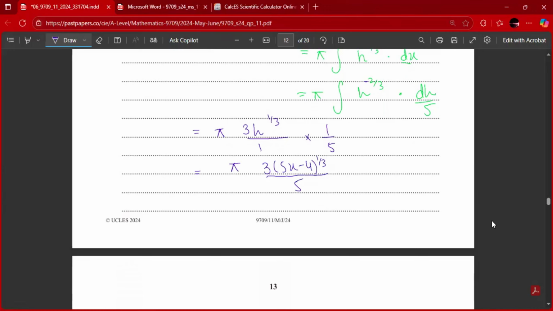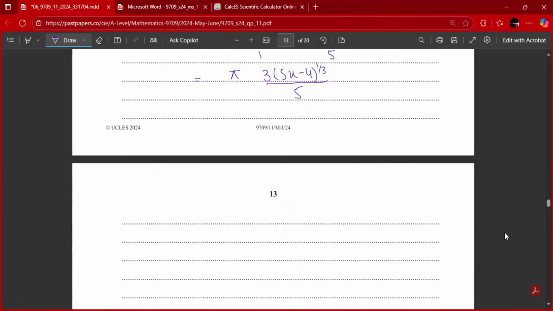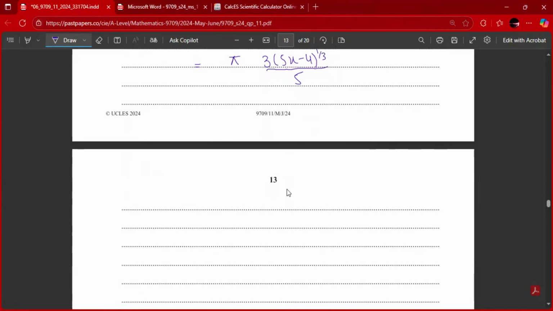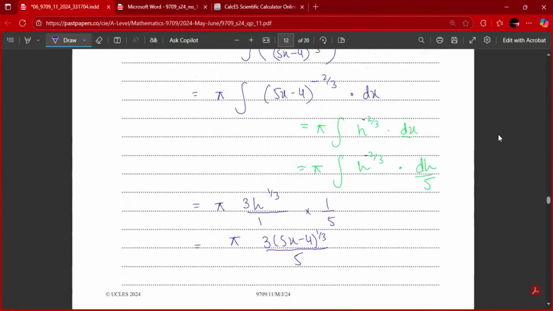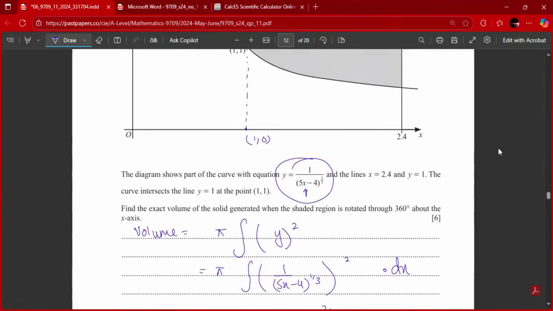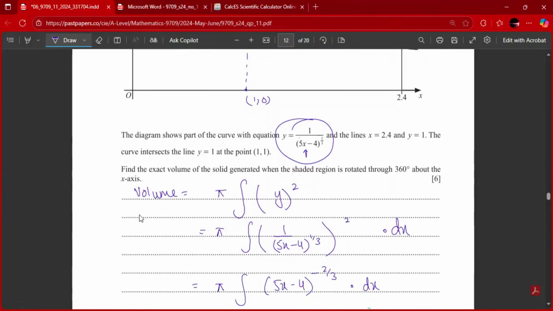I just hope I'm doing this right. Now we can use the upper bound and lower bound to find the volume. Okay, let me just tell you one thing here, guys. This is not the overall volume. This is the volume of the graph.